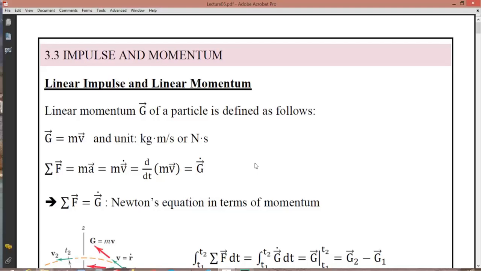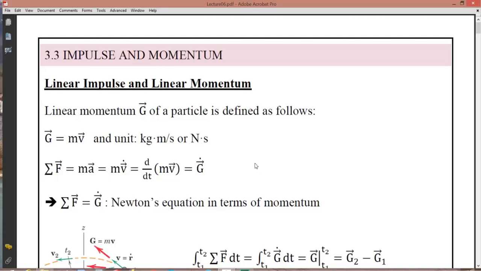In Lecture 6, we will start talking about impulse and momentum. Impulse and momentum equations are also derived from Newton's formula F equals ma. The summation of forces acting on the particle results in the acceleration of that particle. If we integrate this with respect to time, then we receive the impulse and momentum equations.